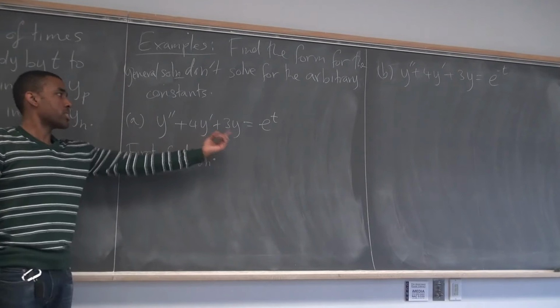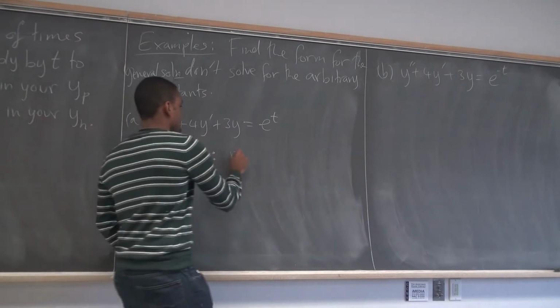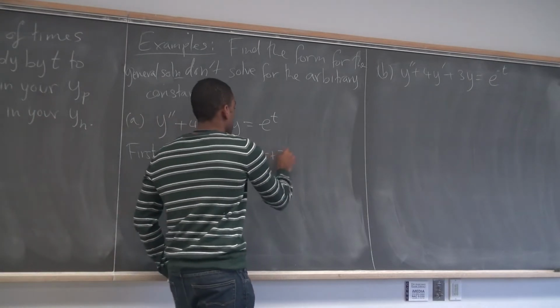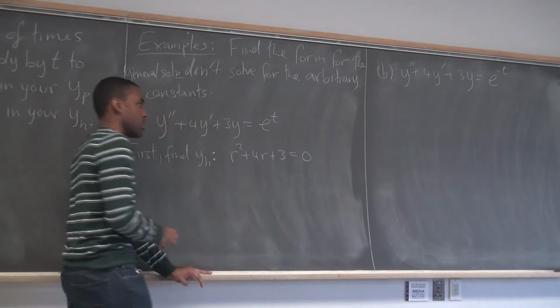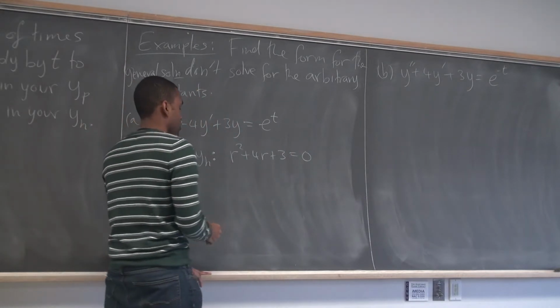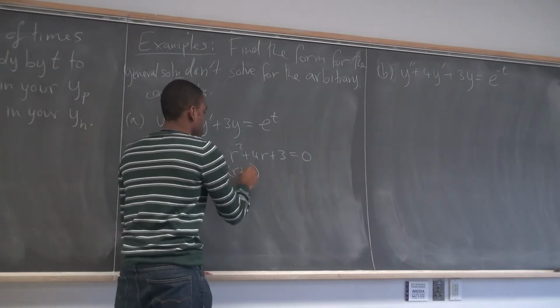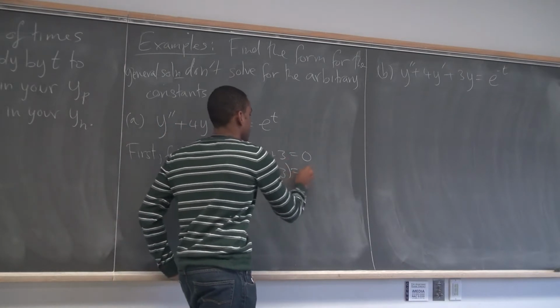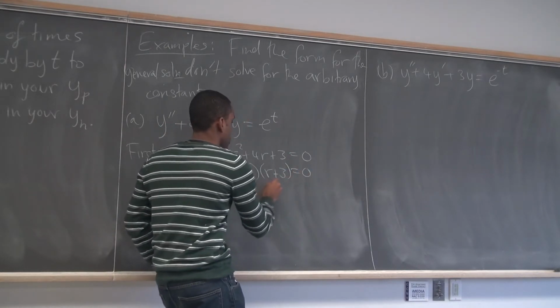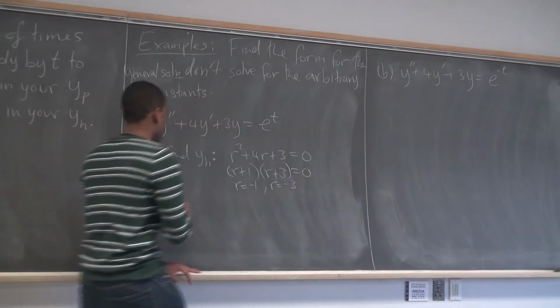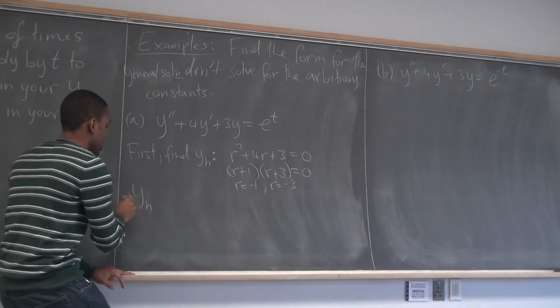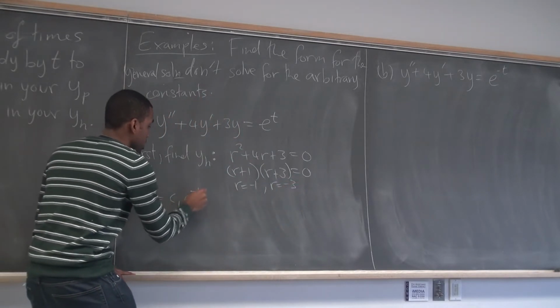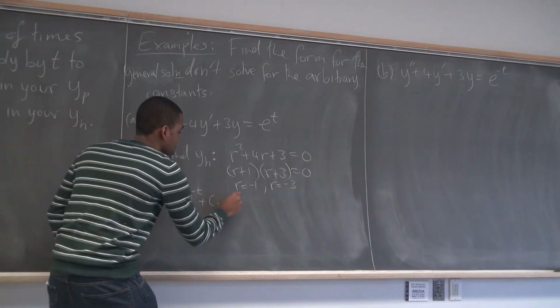Tell me, I have numbers here. R squared plus 4R plus 3 equals 0. How do we solve that? R plus 1 times R plus 3. So we get R equals minus 1 or R equals minus 3. So the homogeneous solution is c1 e to the minus t plus c2 e to the minus 3t.